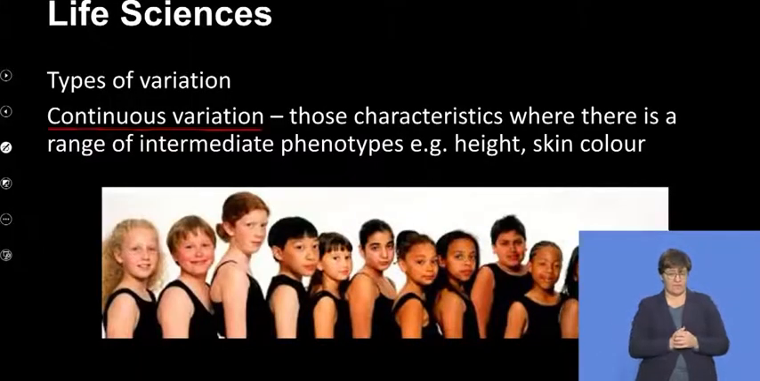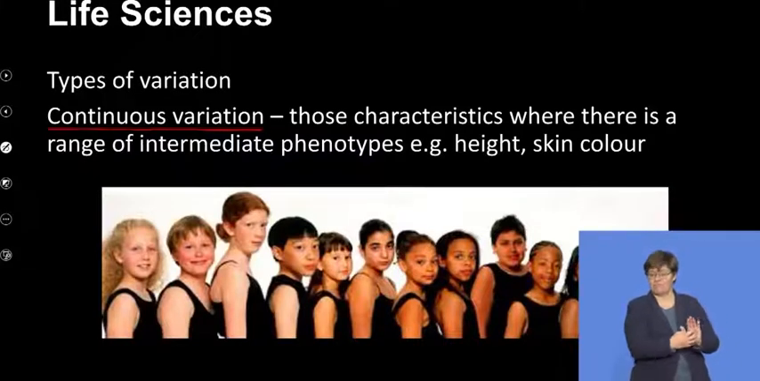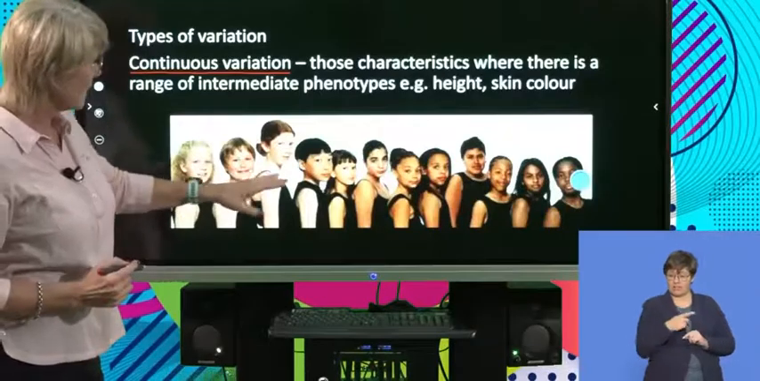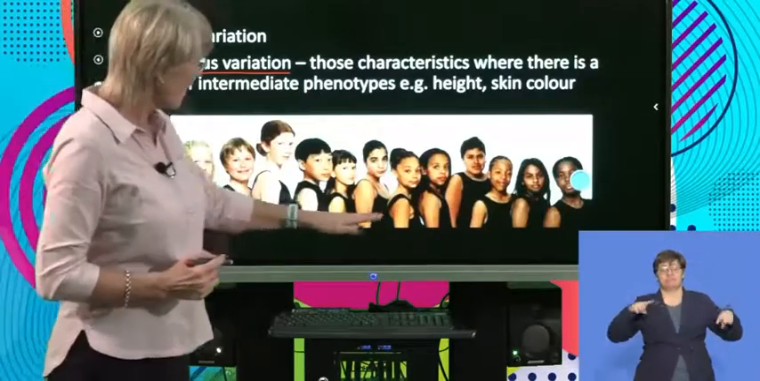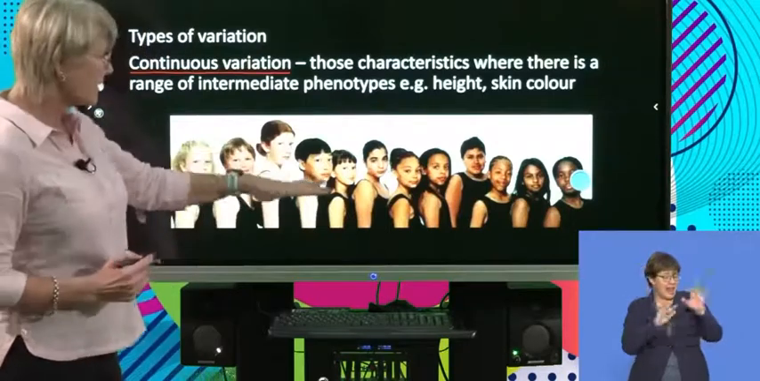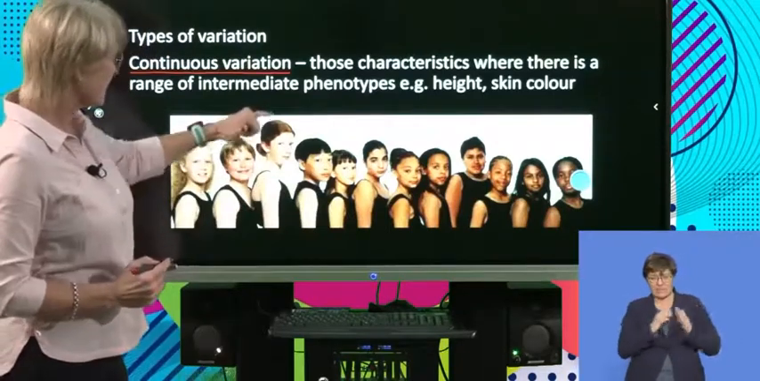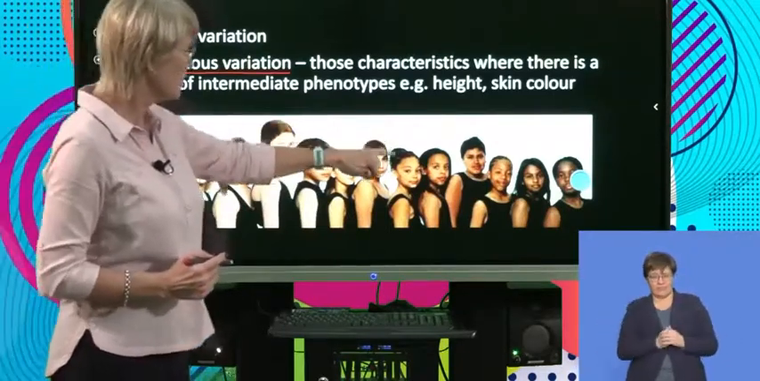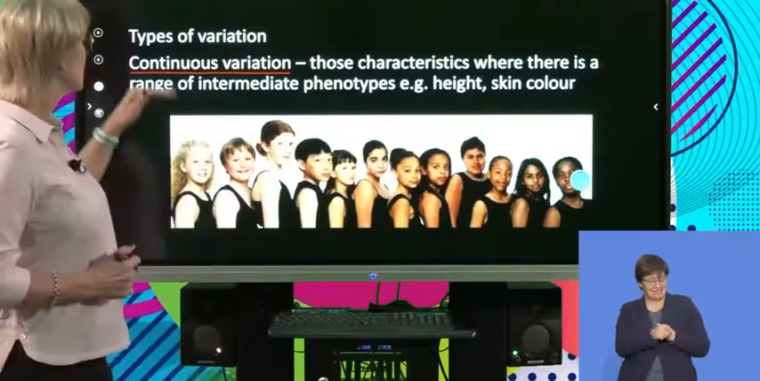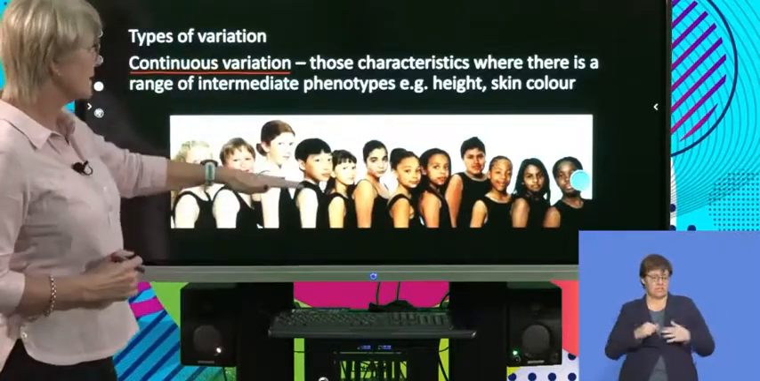Okay, and a very good example of this is, and here's a diagram that shows you skin color. You can see of all these little girls, they all have various ranges, or there's a whole range of skin color, hair color, eye color, even their height. Okay, so a very good example of a characteristic that has continuous variation is height.